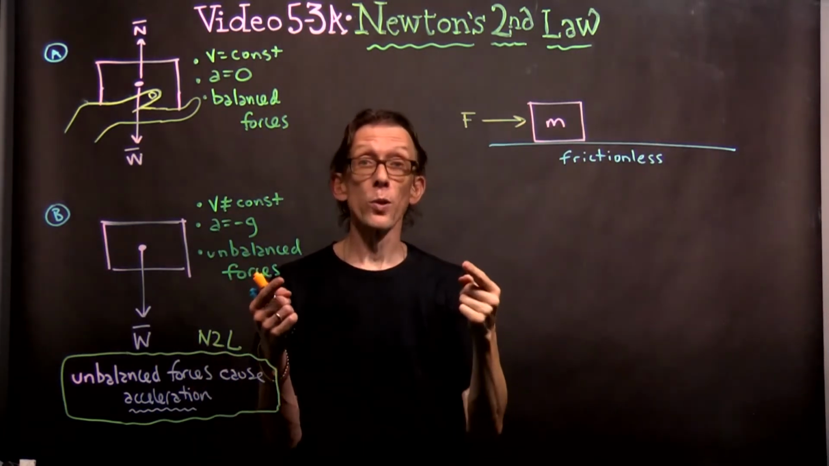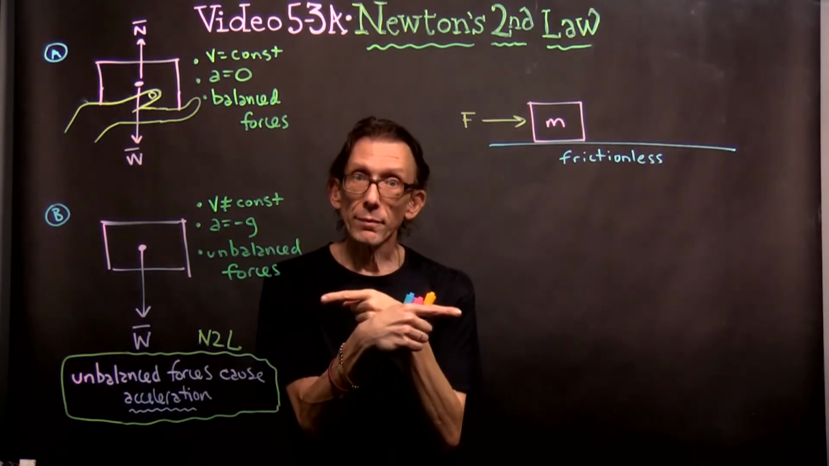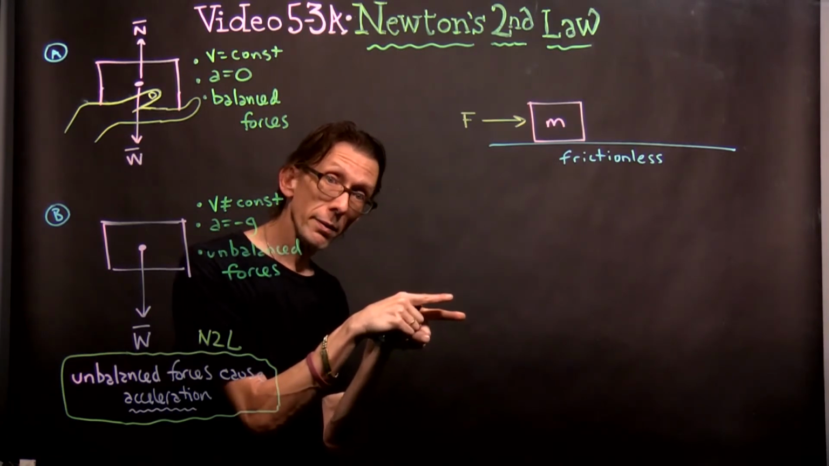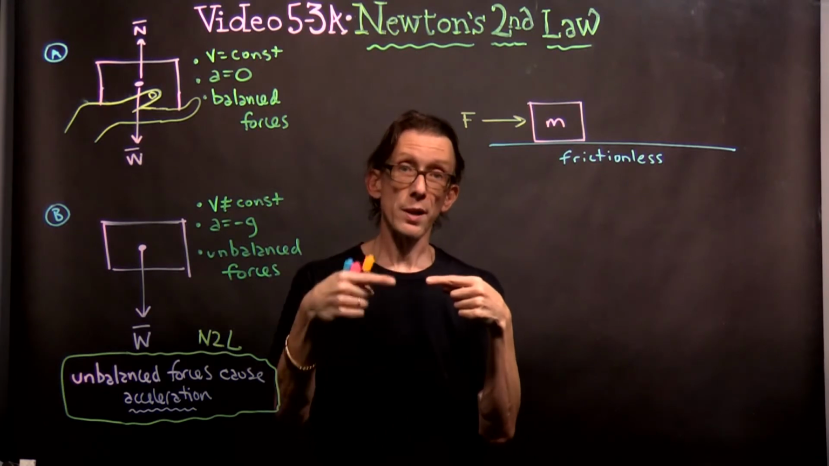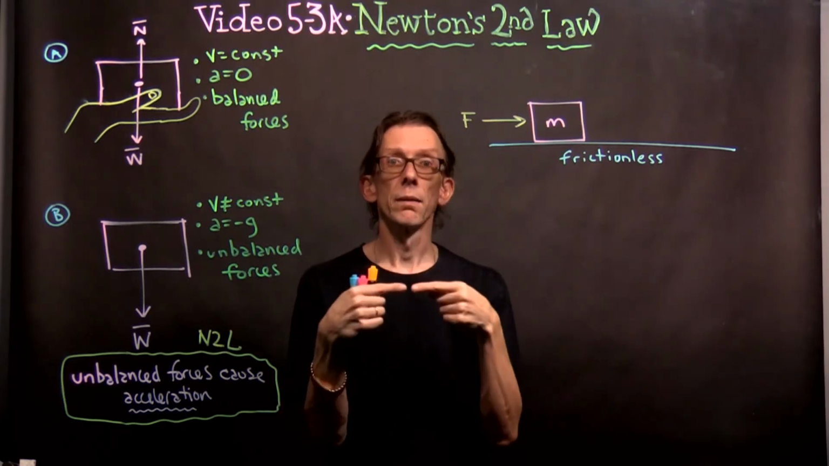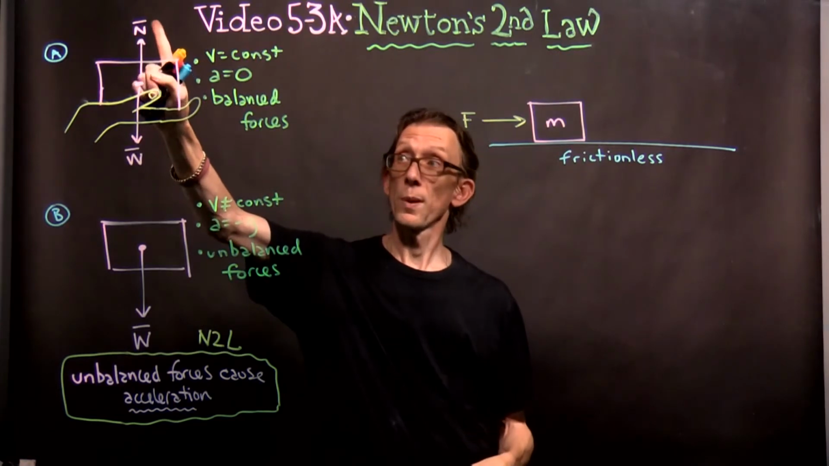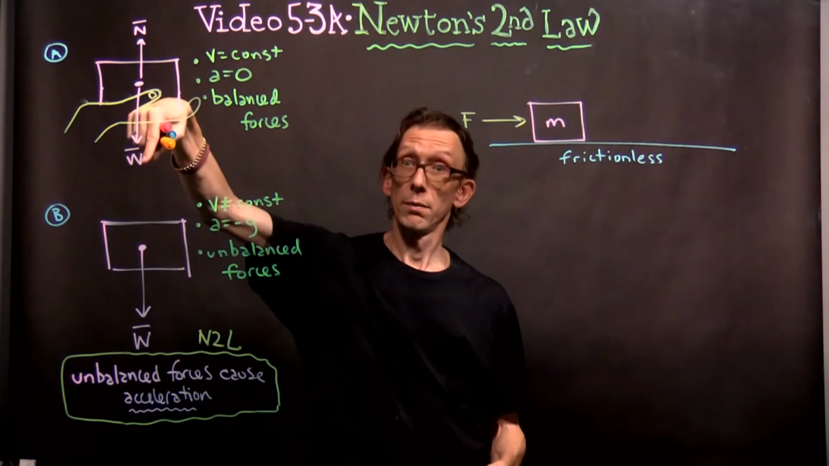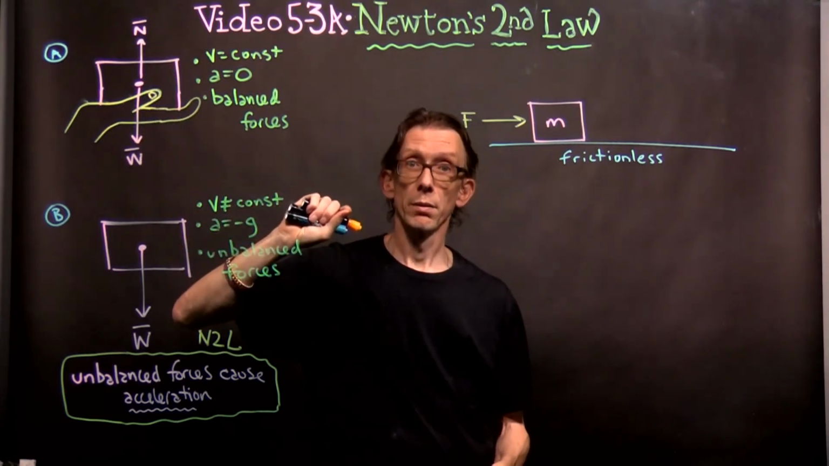Right, to balance forces, they have to be in opposite directions. Okay? To balance forces, they can't both be in the same direction and be balanced. They have to be in opposite directions. One's got to be positive, one's got to be negative to balance out. Like here, one was positive. The normal force is positive, the weight was negative, up, down. So those two forces balanced.